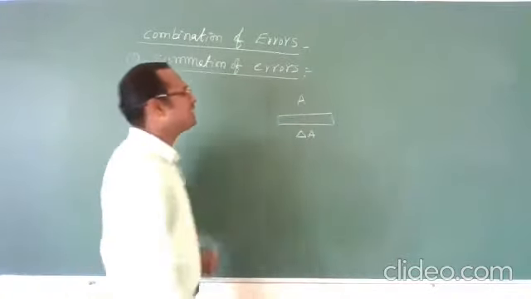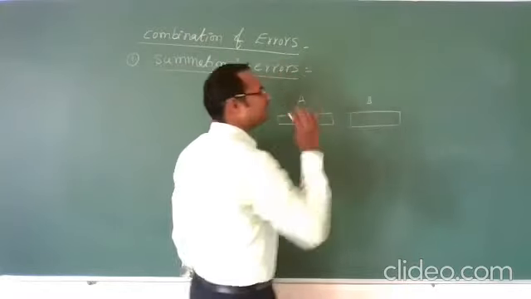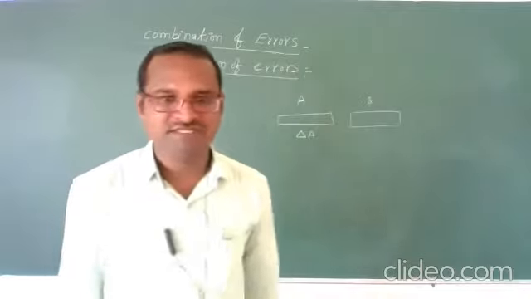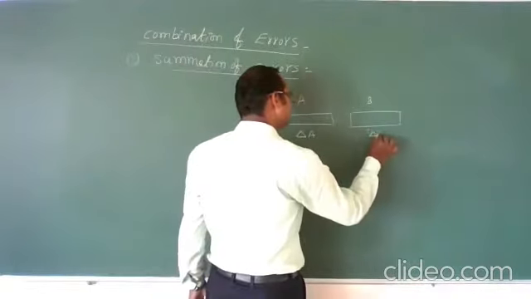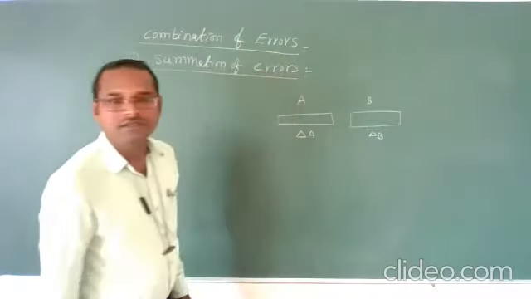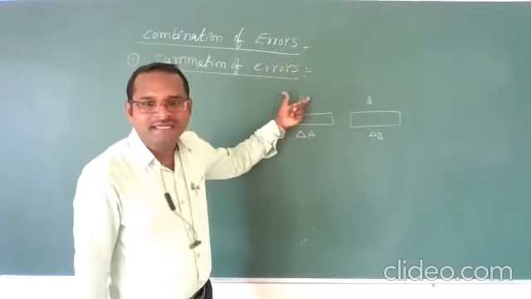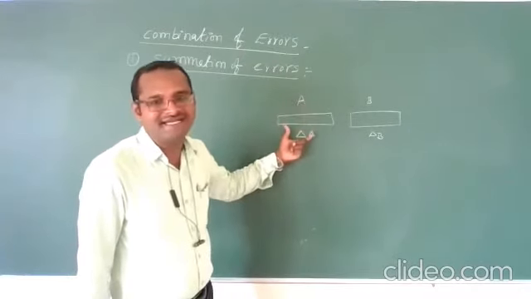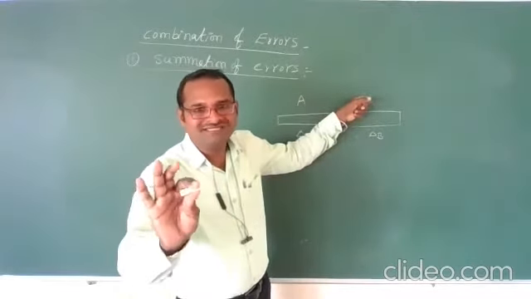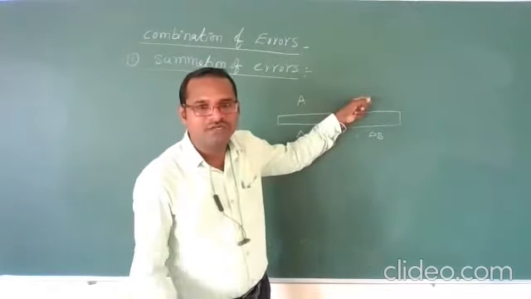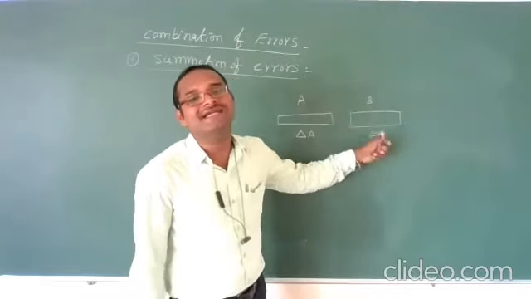Now another one is also given for you. B rod is given. The measurement is B. Let us imagine the absolute error in the B rod is delta B. First rod length is A and absolute error in the length is delta A. Second rod length is B, some value, and absolute error in the length of the second rod is delta B.